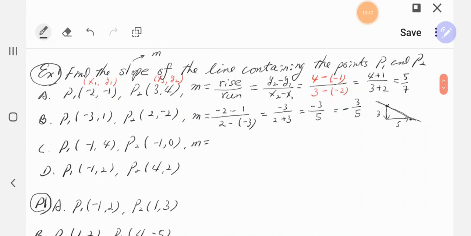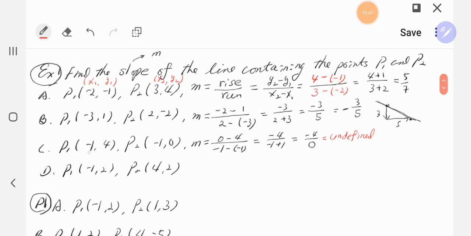Okay, so let us see. The slope is y2 minus y1. y2 is 0 minus 4 over x2, negative 1 minus negative 1. Then this is negative 4 over negative 1 plus 1, right? So that is equal to negative 4 over 0. Look at this. The denominator is 0. The denominator is 0 means it's undefined. Why is it undefined? Because undefined means we don't know the value.